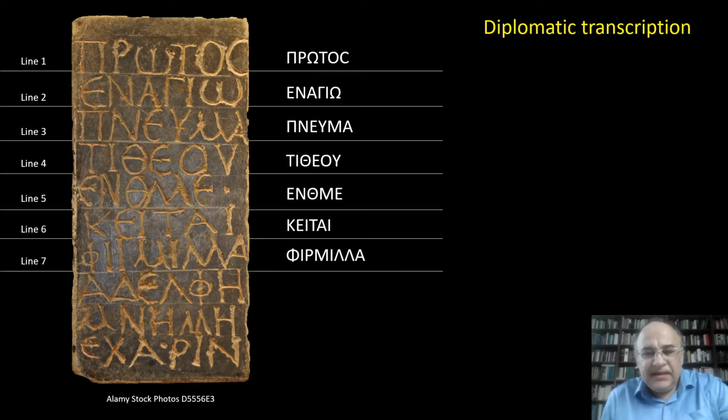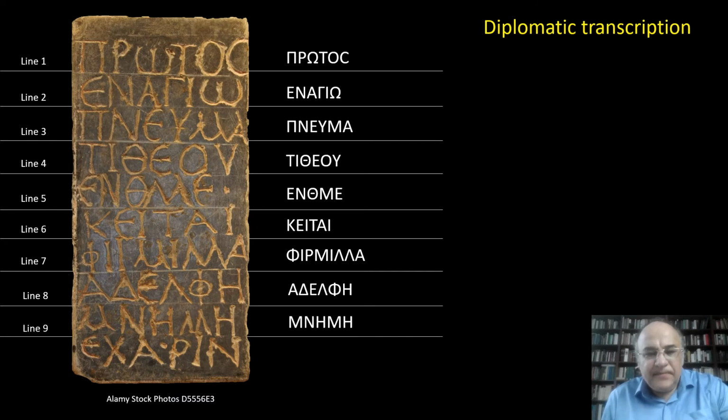Line 7, Phi, Iota, Rho, Mu, Iota, Lambda, Lambda, Alpha. Line 8, Alpha, Delta, Epsilon, Lambda, Phi, Eta. Line 9, Mu, Nu, Eta, Mu, Eta. And line 10, Epsilon, Chi, Alpha, Rho, Iota, and Nu.